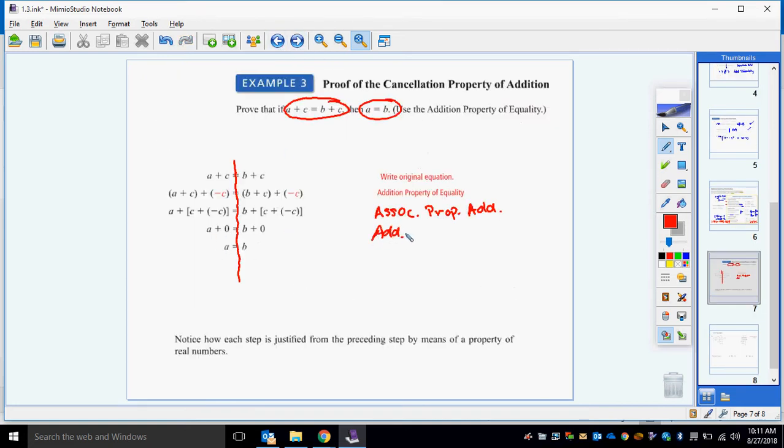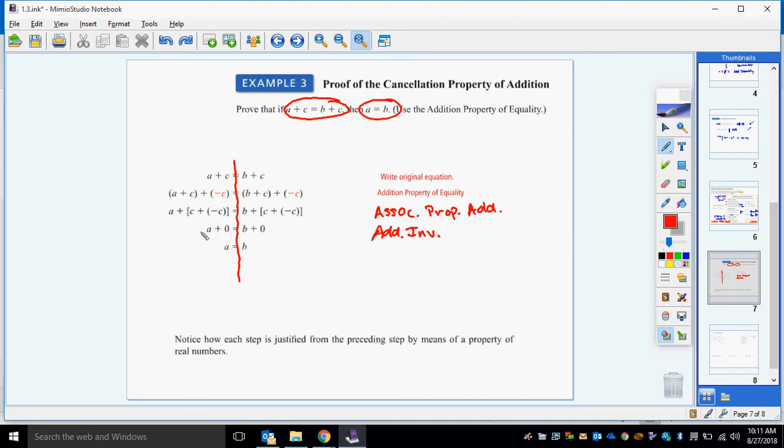Additive inverse, not identity. Additive inverse. Adding these gets me 0. And the same thing on the right side. They used additive inverse again.